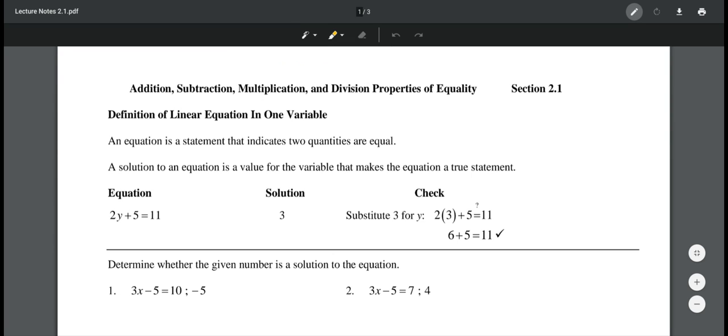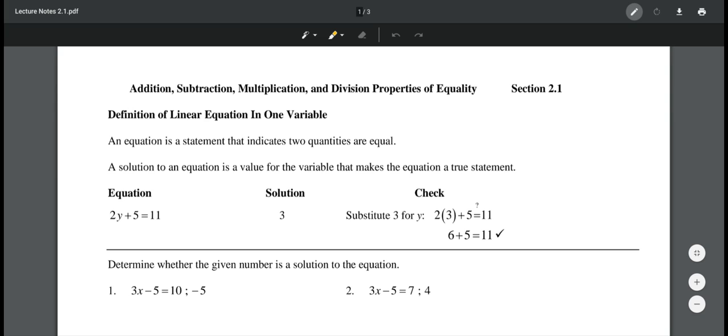Today we're going to talk about adding, subtracting, multiplying, and division properties of equality. And then we are going to start our process for solving equations using these properties. Now, an equation is a statement that indicates two quantities are equal.